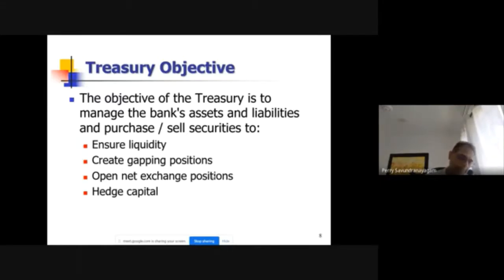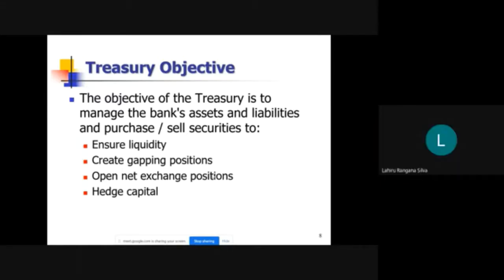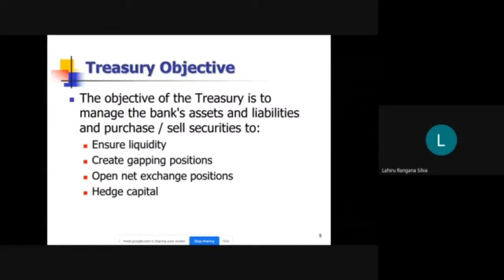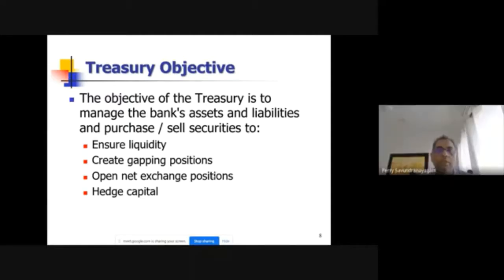Does that make sense? Can you take an example of a transaction and explain what the functions of the front office, middle office, and back office are for that particular transaction? If you can explain it that way, it would be easy to understand. I'll do that. Sorry, somebody else had a question.